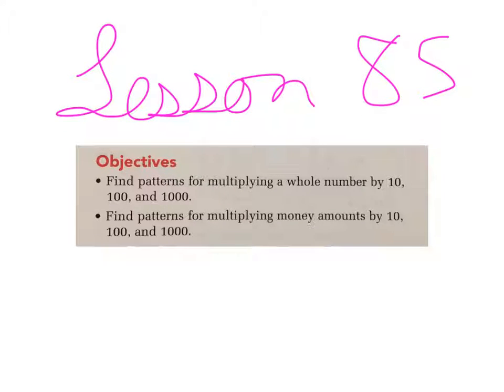Lesson 85. Our objectives are: find patterns for multiplying a whole number by 10, 100, and 1000. Find patterns for multiplying money by amounts of 10, 100, and 1000. Let's get started. When we multiply by 10, we simply add a 0 to the end of the number.